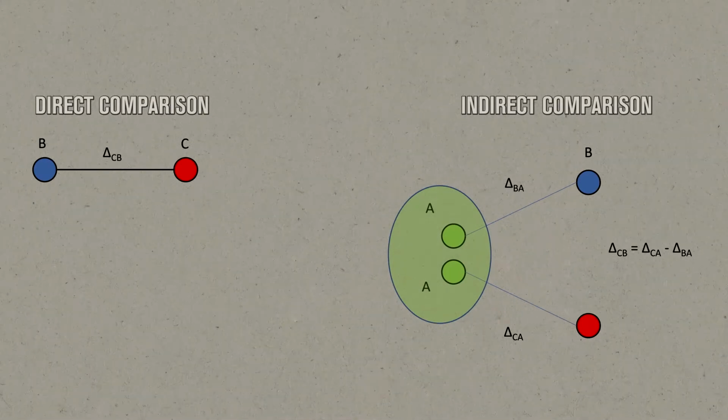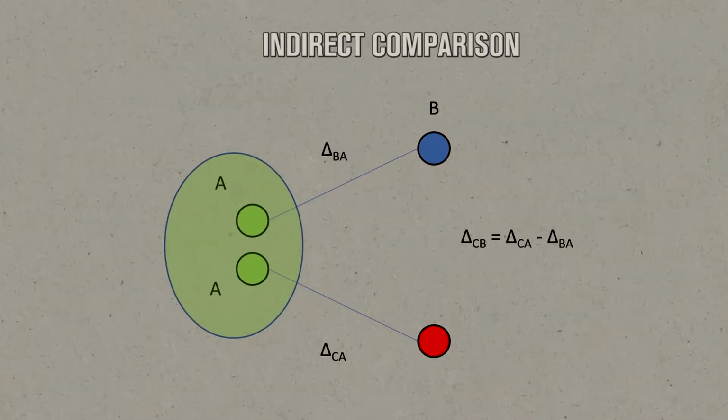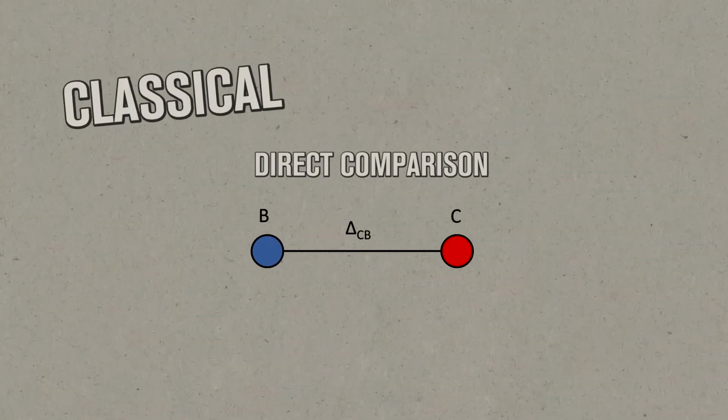So the keyword that I heard there was indirect treatment comparison, and then you have the direct treatment comparison, like in a classical meta-analysis, and then you combine them. Is that right? Yeah.